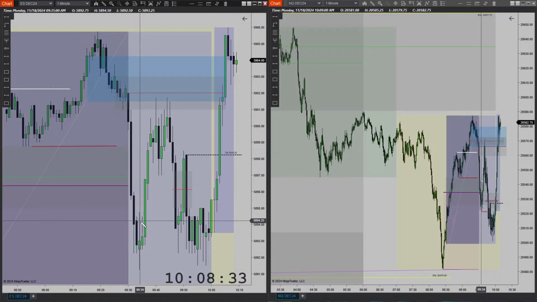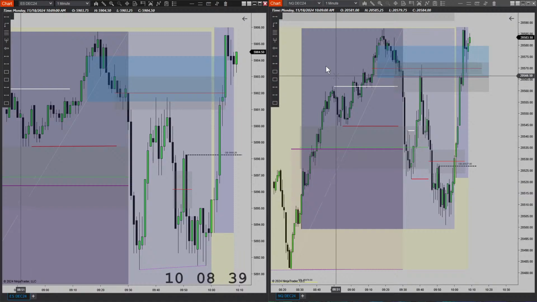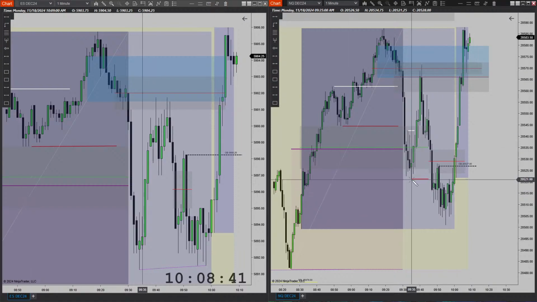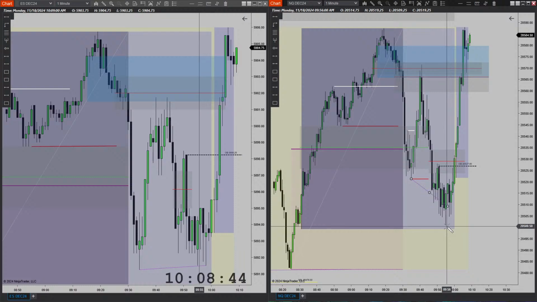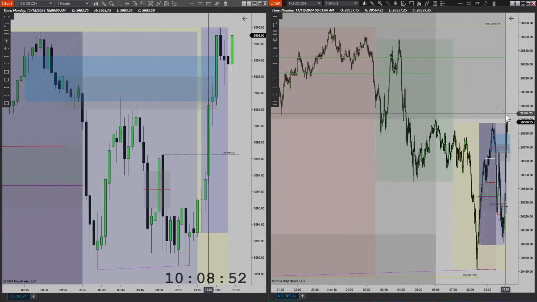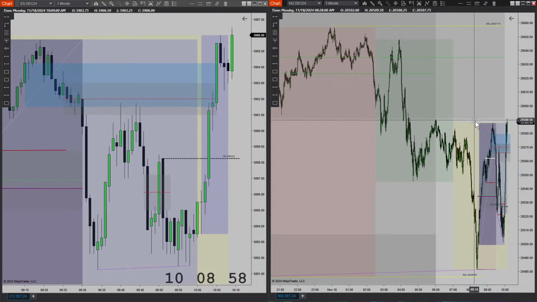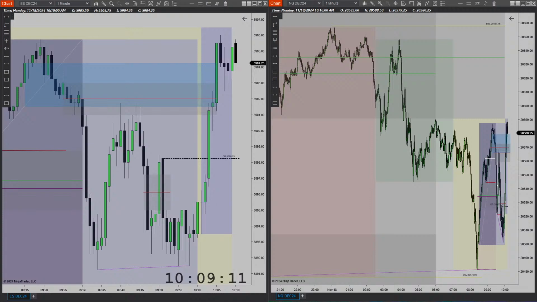Again, SMT here on the 15-minute. You have first stage SMT, second stage SMT. So that's why we're having a good day today. And my last one, actually my third one, was just taken. Now I have one more left, and that'll be it. So pretty good day so far today.